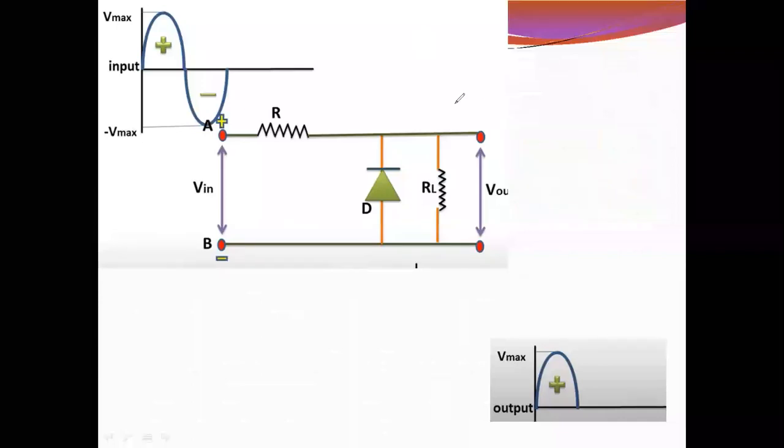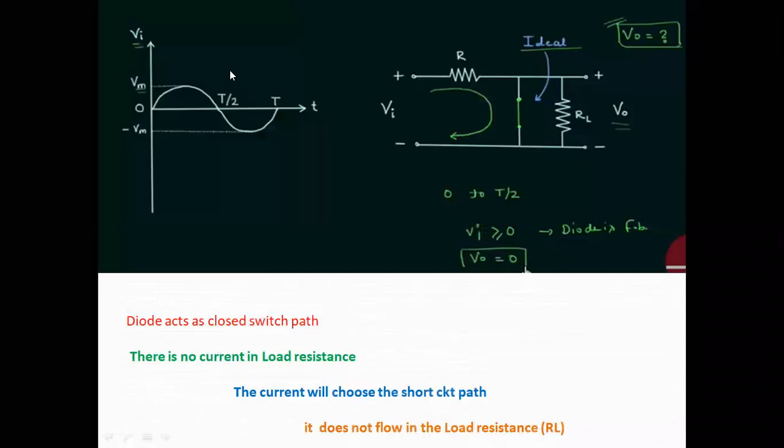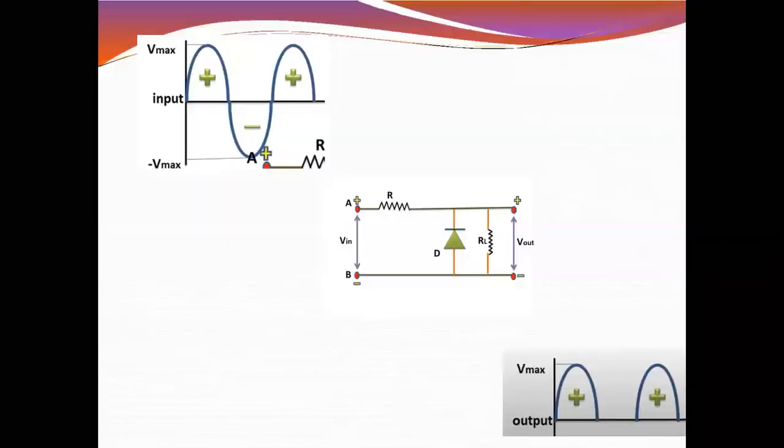Like this, the diode acts as a closed switch. There is no current in the load resistance. The current will choose the short circuit path. It does not flow in the load resistance. So obviously V is equal to 0 in this case. Okay, this was the entire input waveform. This was the entire output waveform.